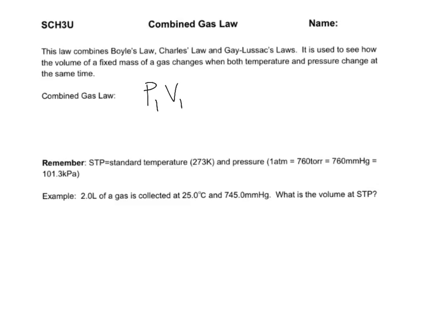P1 V1 over T1 equals P2 V2 over T2. If we look at this, it's going to be tricky for me to show here, but I have P and V combined together on the top of this equation, and that's Boyle's law if you remember. Then we have Charles' law, which is the volume-temperature component, so V1 over T1. And then finally Gay-Lussac's law, which is the pressure-temperature relationship, so P1 over T1 there.